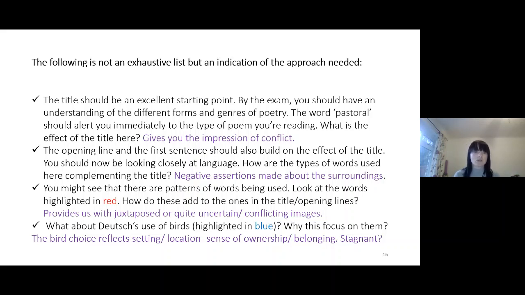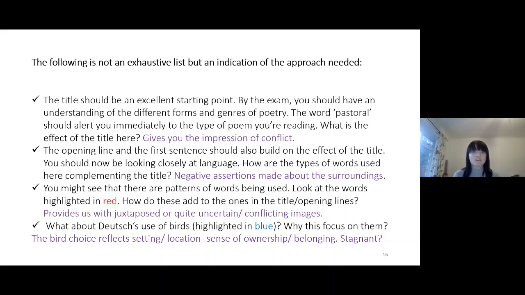By the exam, you should have an understanding of the different forms and genres of poetry. So the word pastoral should alert you immediately to the type of poem you're reading. So what is the effect of the title here? We know it's called Urban Pastoral. Most definitely what we've got there is that impression of conflict, almost as though there are two worlds colliding. And this is what she's writing about in her poem.